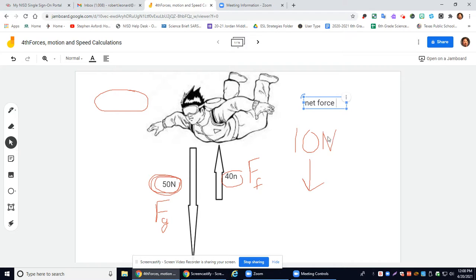All right, so next question, is this balanced or unbalanced? Delilah? If its net force is 10 newtons going down, is that balanced or unbalanced? So the rule is anytime it's not zero, it's unbalanced. So 0 newtons is balanced. If it's anything other than 0, it's unbalanced. So this is going to be unbalanced because it's not 0. And what's going to happen? He's going to accelerate downwards. Okay?